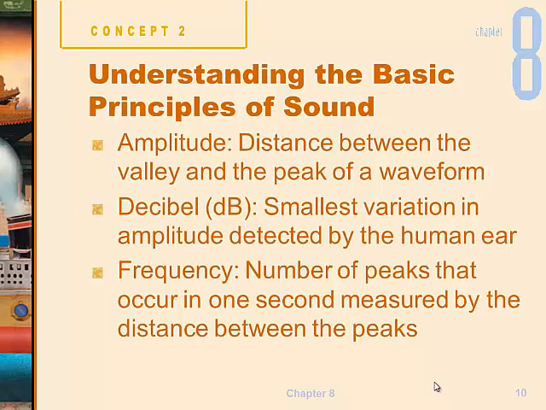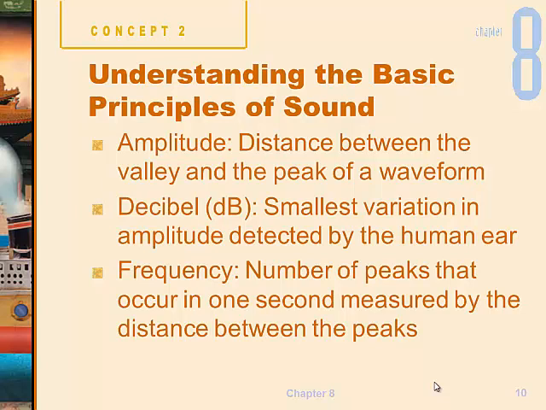The frequency is the number of peaks that occur in 1 second measured by the distance between the peaks. The frequency of a waveform determines its pitch. The greater the distance between peaks, the lower the sound. Frequency is measured in hertz. A pattern that occurs every second is equal to 1 hertz. If the pattern recurs 1,000 times in 1 second, it would be equal to 1,000 hertz or 1 kilohertz.